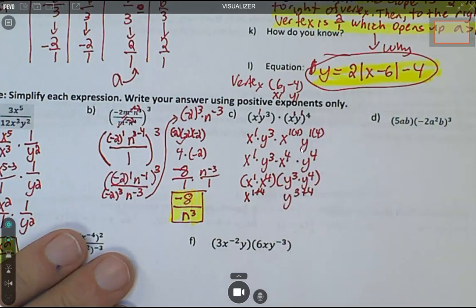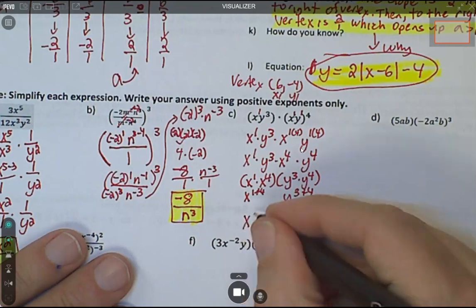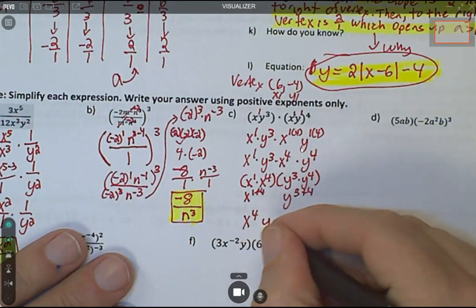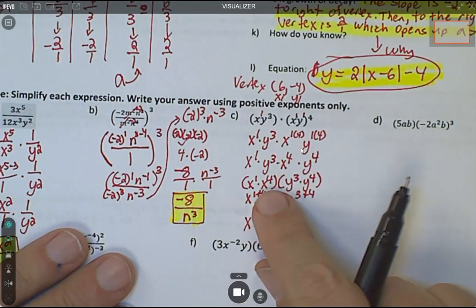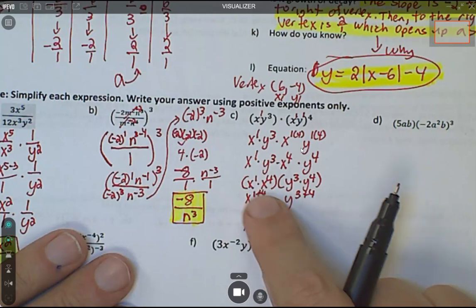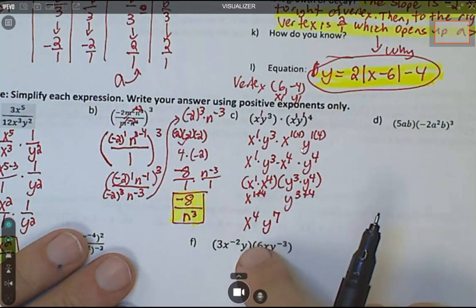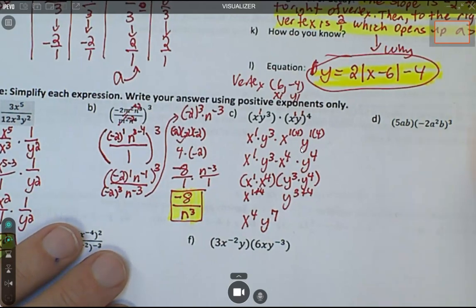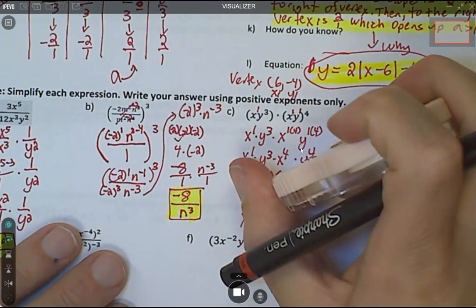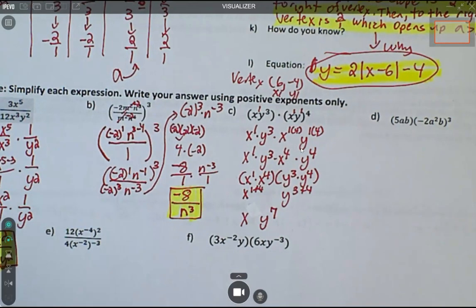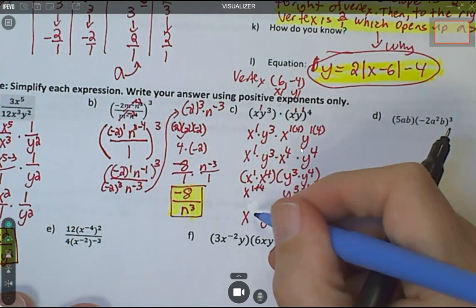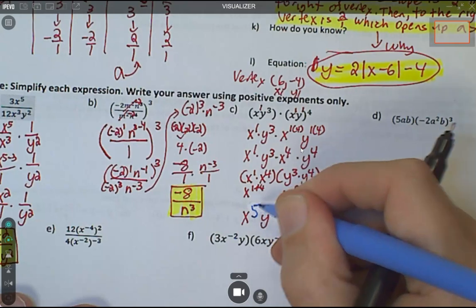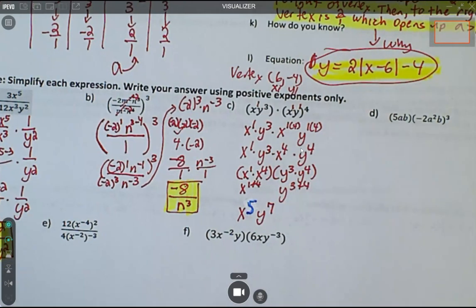If kids would show every step like I do, I think they'd do better on this. Why did we add there? Well, we're multiplying x by itself 5 times total. And now you're multiplying y by itself 7 whole times.